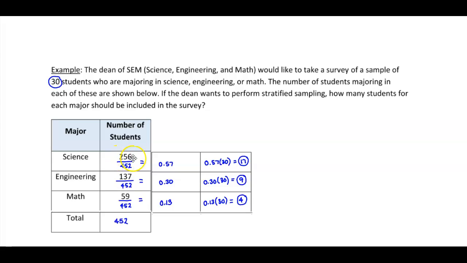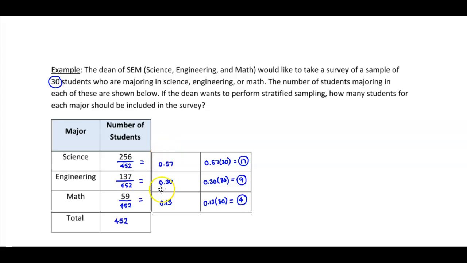So 256 divided by 452 gives us 0.57. 137 divided by 452 gives us 0.30. 59 divided by 452 gives us 0.13.